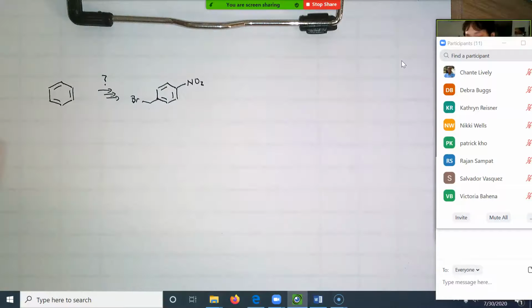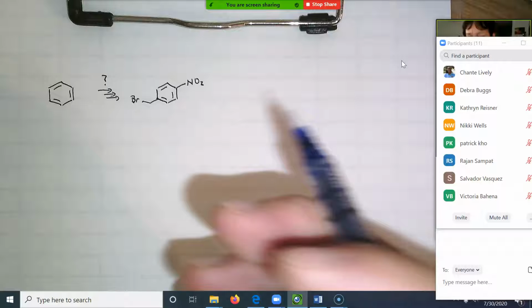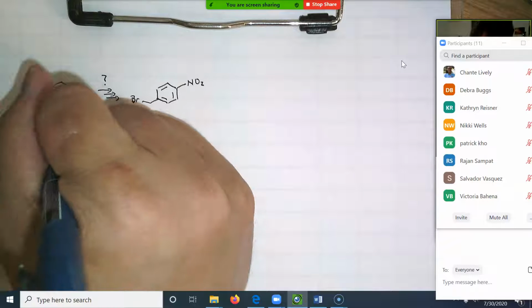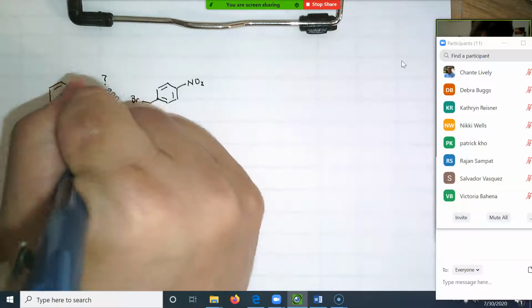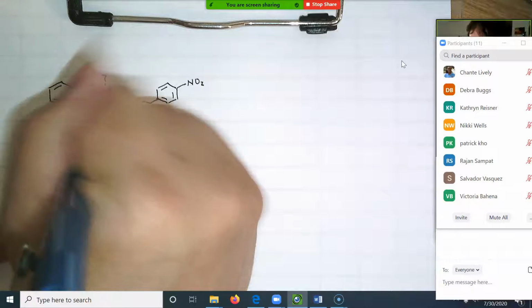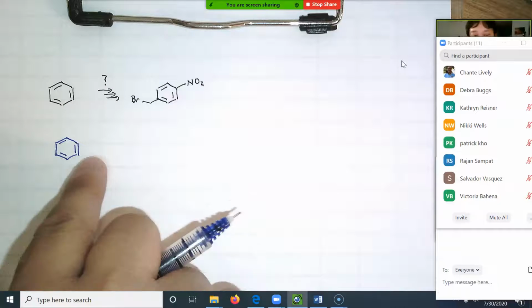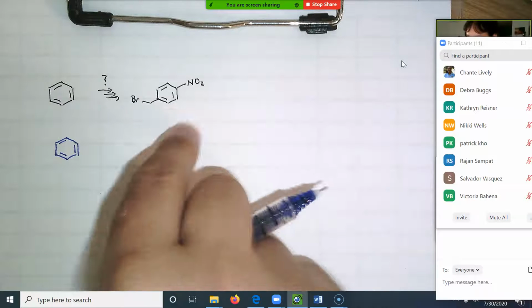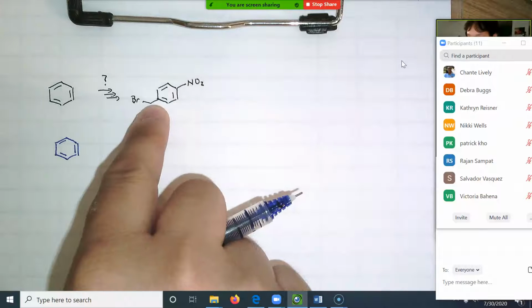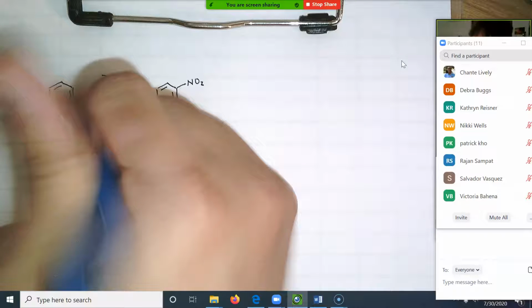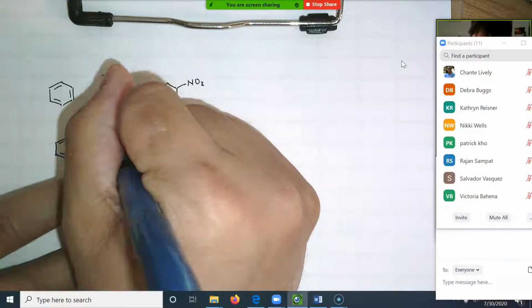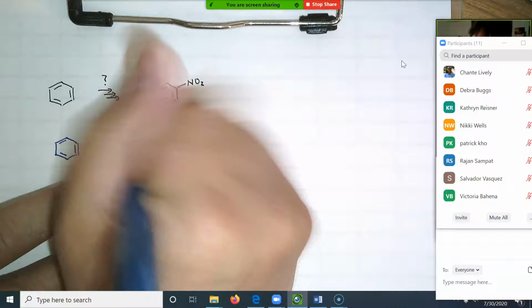I need to see it on paper to see if there's any conflict or if there's any problem with that sequence. The main point is, if you do the nitration first, you're going to run into a roadblock because you can't put anything in that para position because this is meta-directing. So let me go the other way. Let me do the alkylation first.